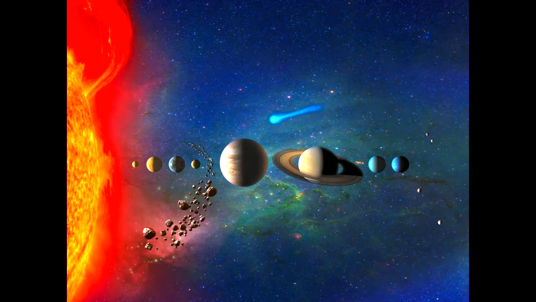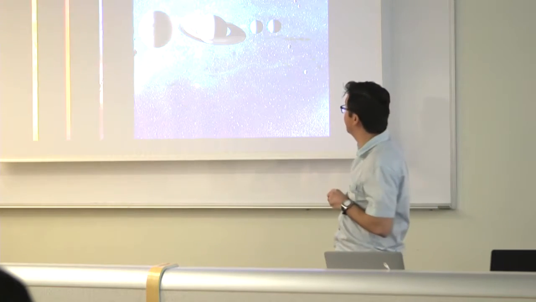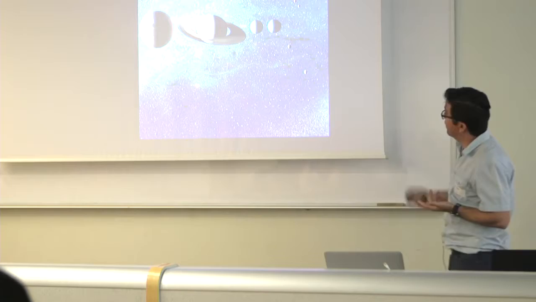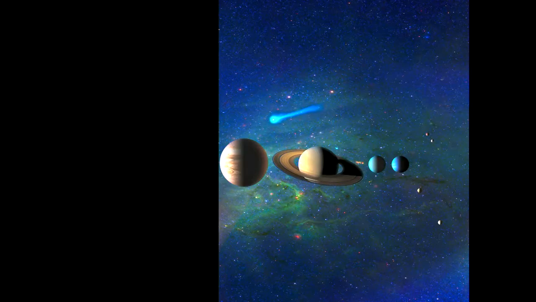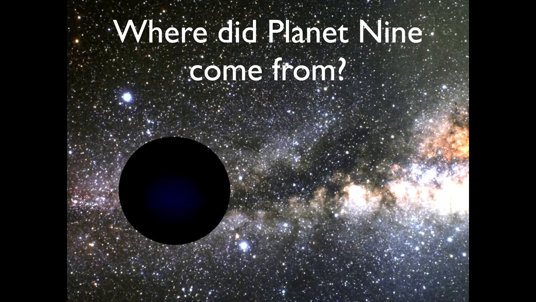So now let's focus on the older part of the solar system. We want to explain why we have the ice giants. This is related to where Planet 9 came from. Everybody here has heard about Planet 9, I think, right?